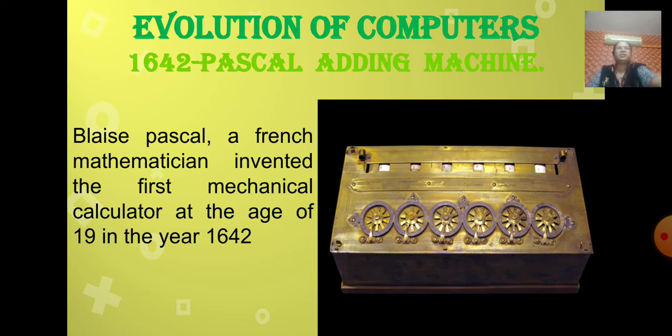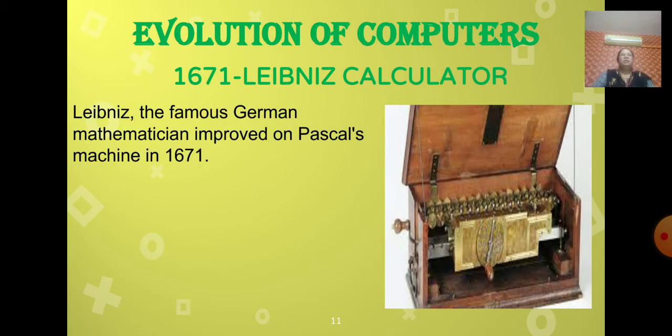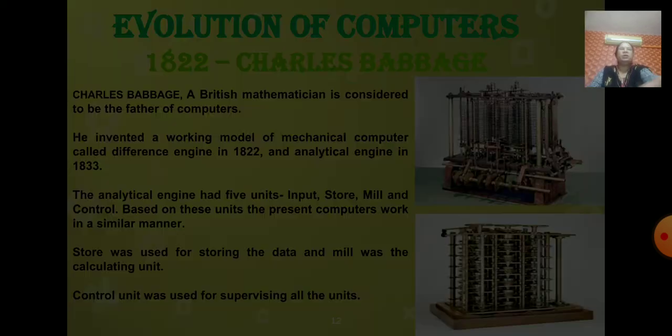Now next, we have learned the Leibniz calculator. Leibniz, the famous German mathematician, improved on Pascal's machine in 1671. The Leibniz calculator could do addition, subtraction, and even multiplication, division, and find square roots. So it is an improved version of the Pascaline.